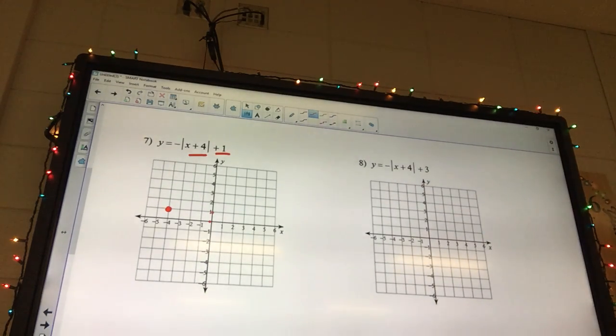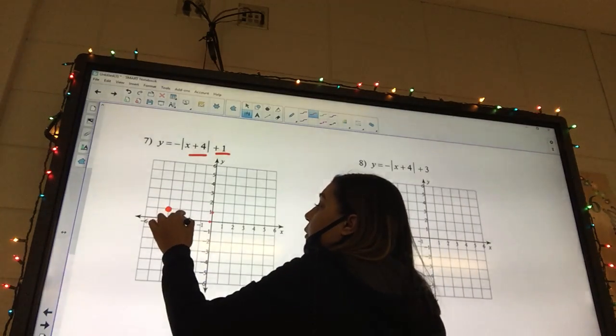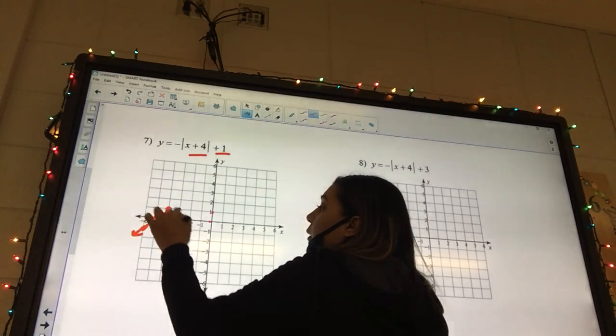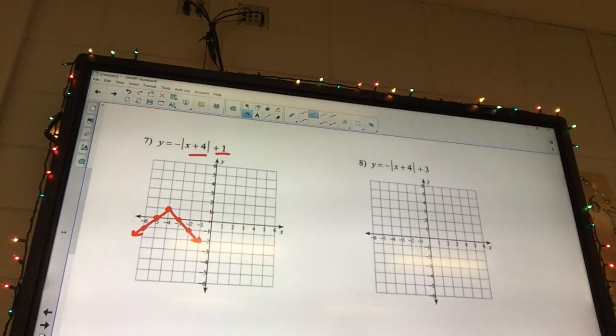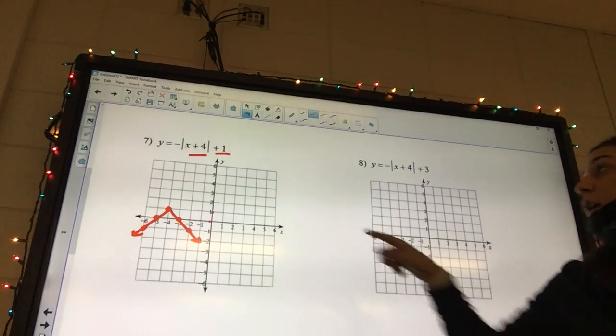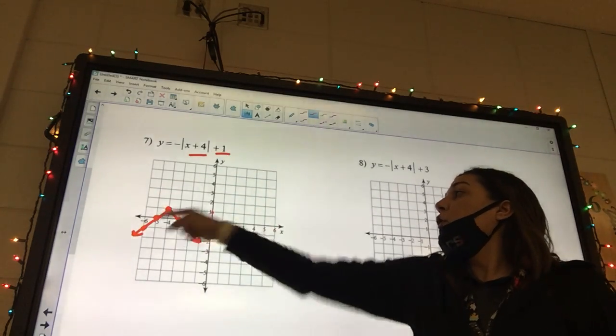It opens down. How can you tell if it opens up or down? If it's a negative or a plus. If it's a negative, it's going to open down. So we're going to go down 1 over 1, down 1 over 1, down 1 over 1, down 1 over 1. Okay, so we went up 1, and then we went over 4.